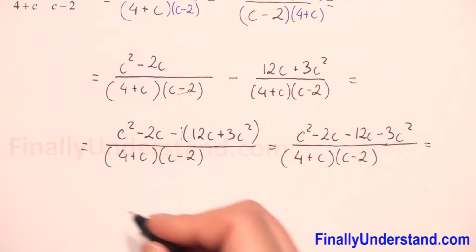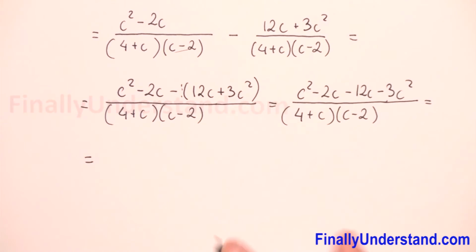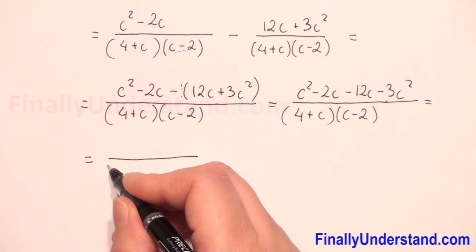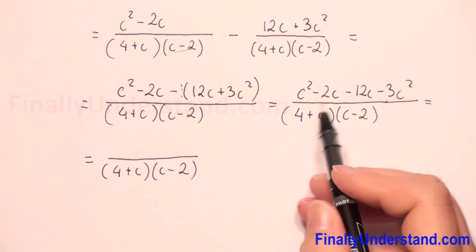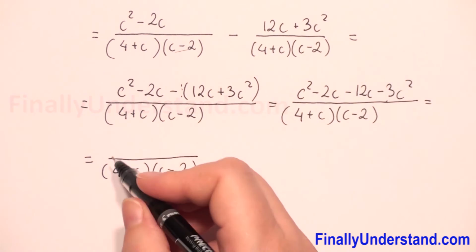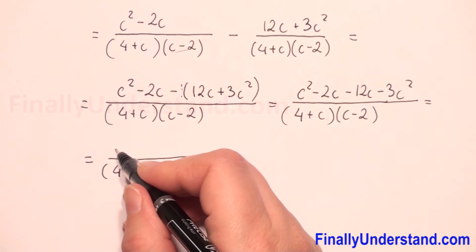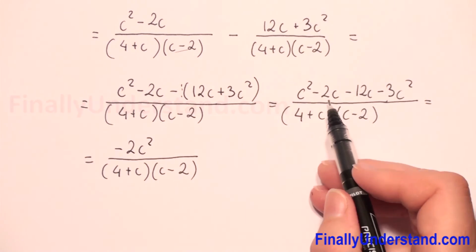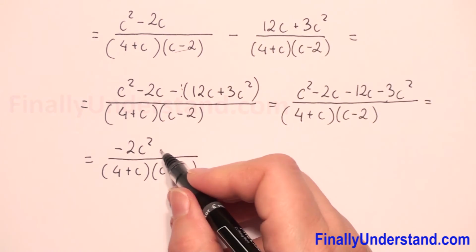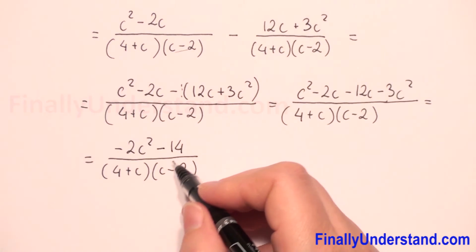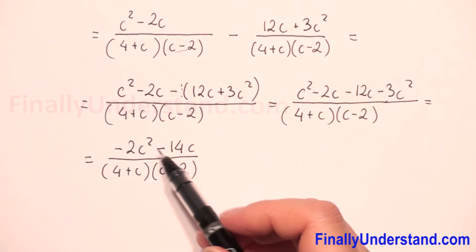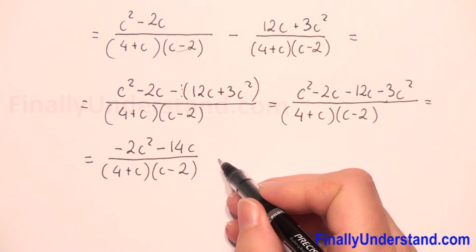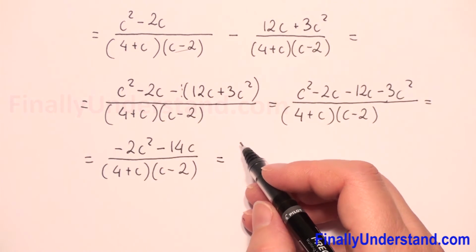Now we have to combine the like terms. So the denominator we copy. C squared and negative 3c squared, so it will be negative 2c squared. Negative 2c, negative 12c, so this is negative 14c. So what we can do here, we can factorize negative 2c in the numerator.